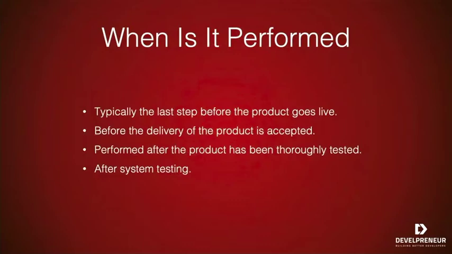When it's performed, typically it's performed as the last step before the production go live, before the delivery of the project is accepted. It's also performed after the product has been thoroughly tested, typically after system testing. Now, some documentation and some sites will tell you that user acceptance testing should also be done after regression testing. I agree and disagree with that on two different levels.